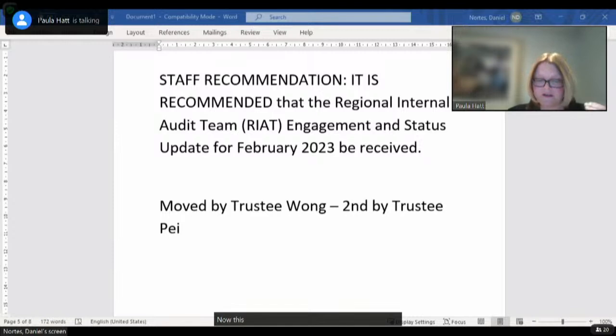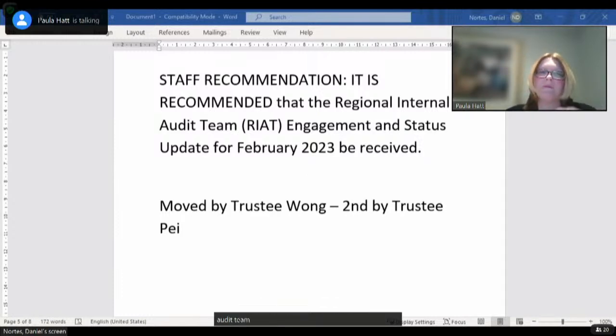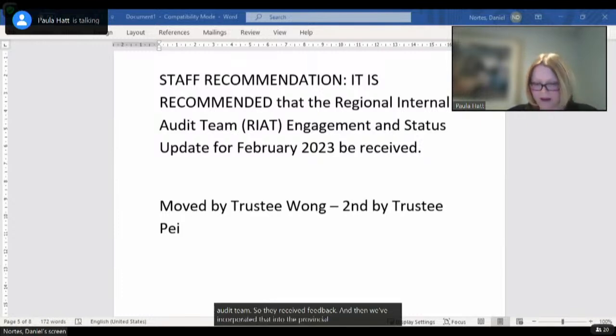Now, this charter defines the RIAT's purpose, authority, and responsibility. And so it's based on the requirements in the internal audit standards. This charter has been adopted by all RIATs across the province. And as I mentioned, there were some changes to the provincial template to clean up and clarify a few things. These were based off of a quality assurance review that was done on another regional internal audit team. So they received feedback, and then we've incorporated that into the provincial charter.